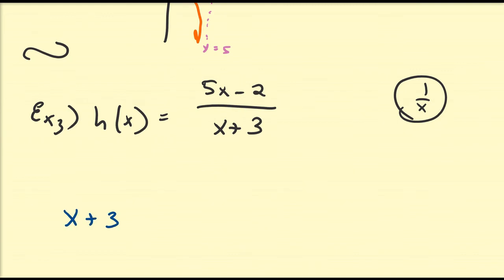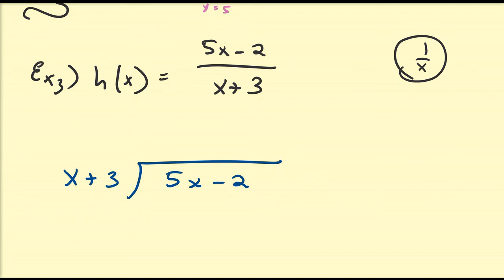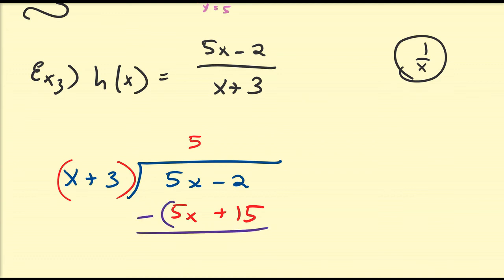So what I'm going to do is divide x plus 3 into 5x minus 2 to get an idea of what the quotient and remainder of this function actually is. So we know x goes into 5x 5 times, and 5 times x plus 3 is going to give us 5x plus 15. And then I'm going to subtract those things off, and I'm going to get negative 2 minus 15 to give us minus 17. So of course we know this is the remainder, and this is the quotient.